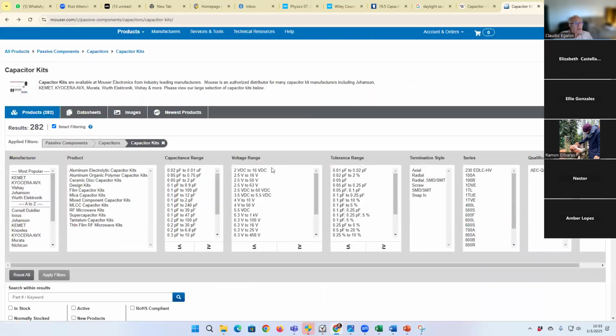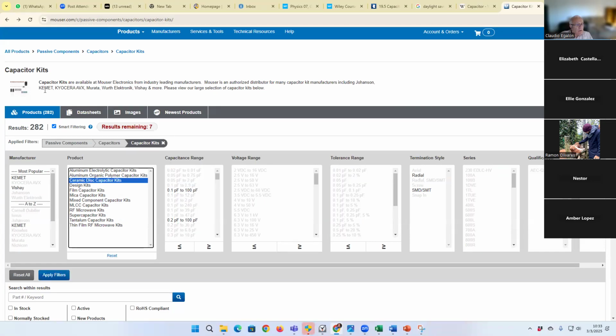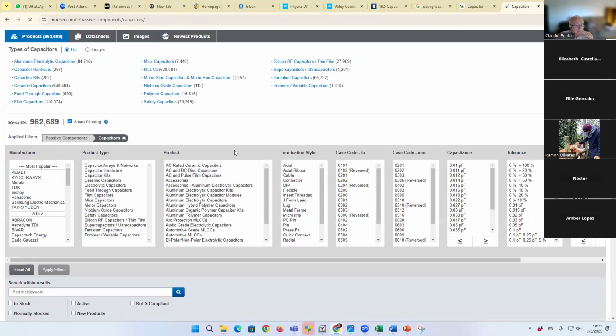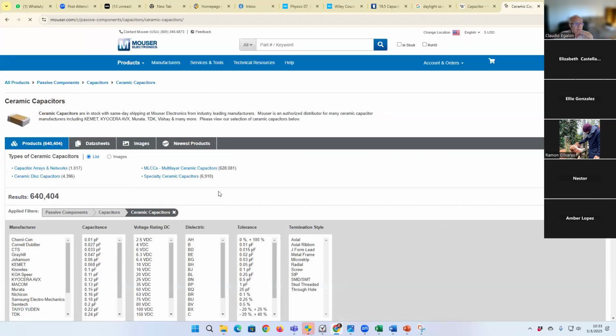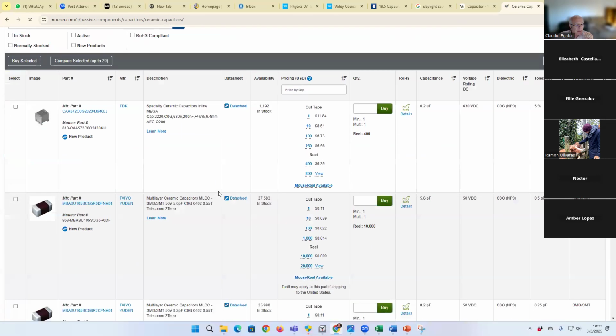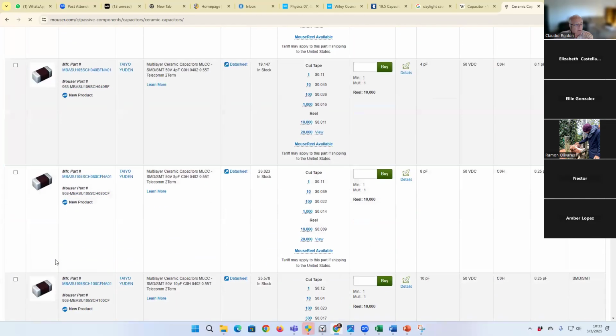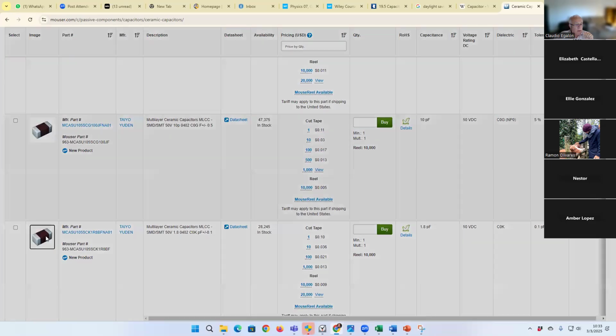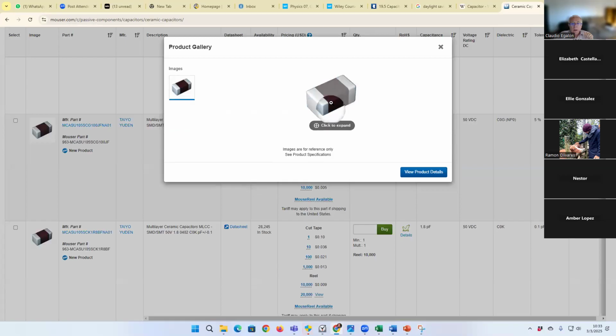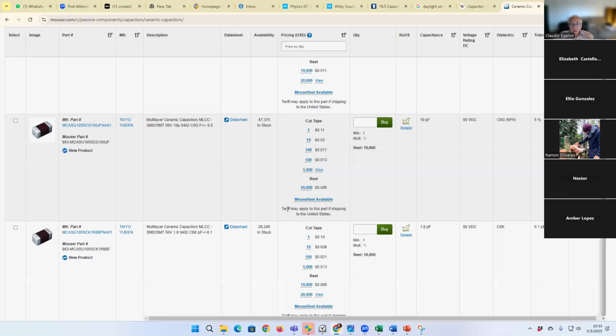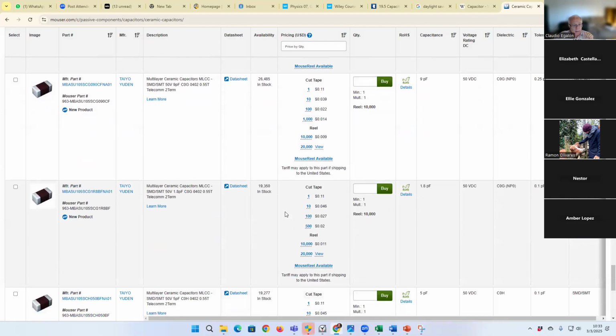Let's see if I can get ceramic disc capacitors. Right in here. Capacitor hardware, ceramic capacitor. Let's try ceramic capacitor. See the number, 640,000 ceramic capacitors. Here you go. All sorts of capacitors. That's the one I should have gone to the first time. Okay, here you go. I want something different from that.